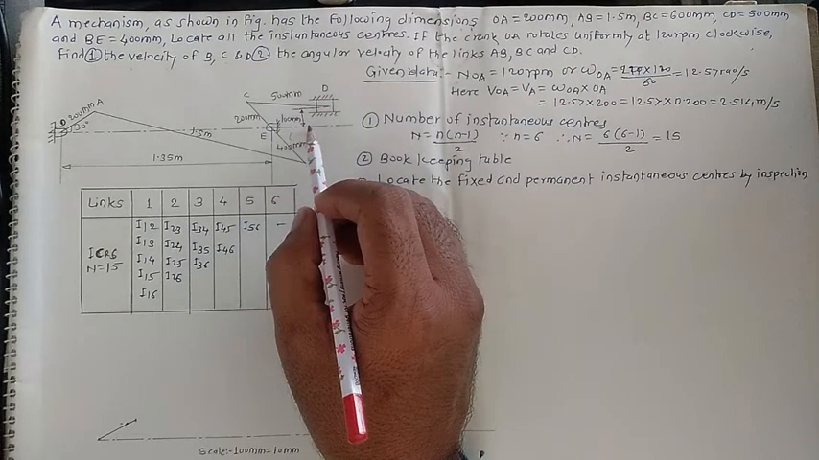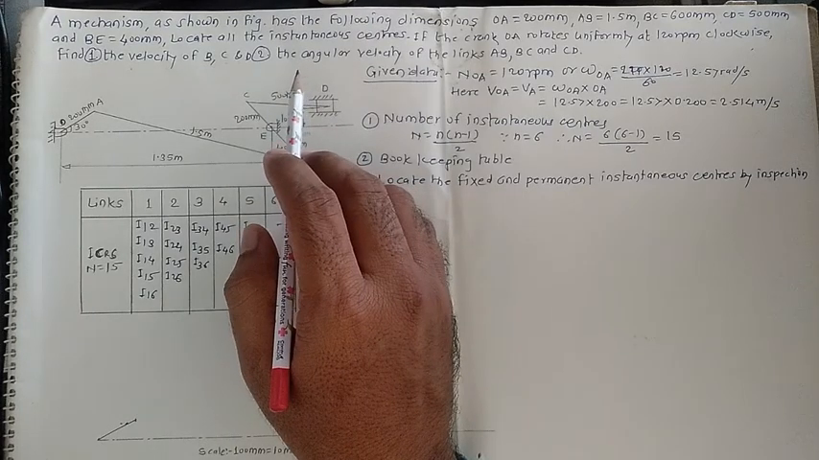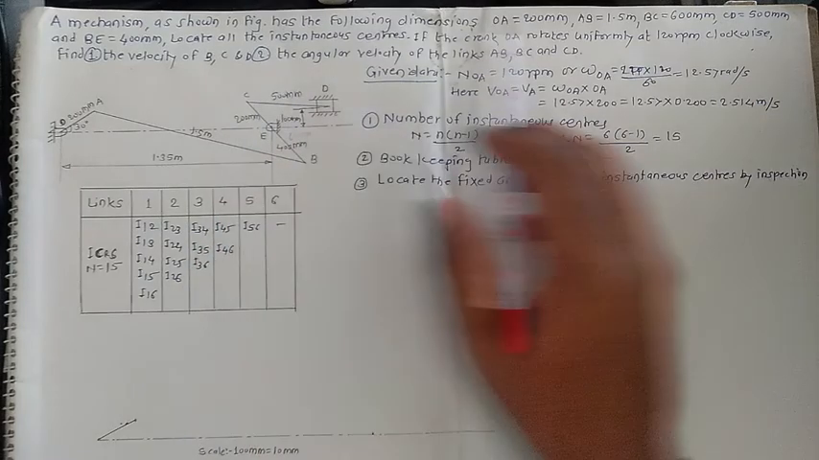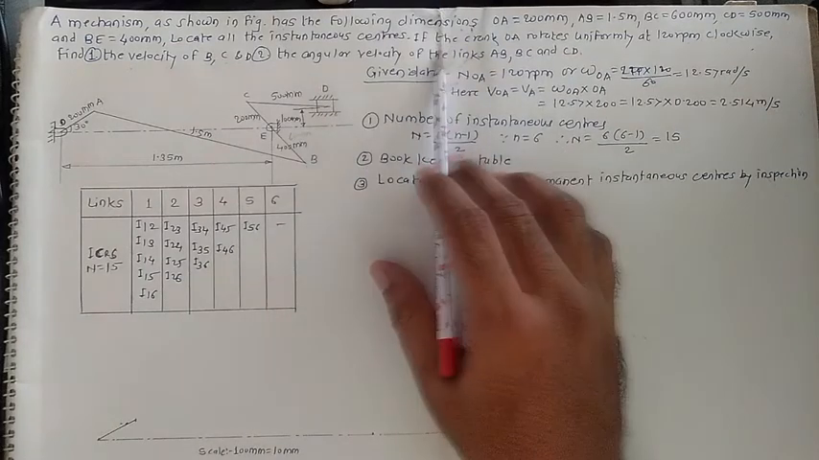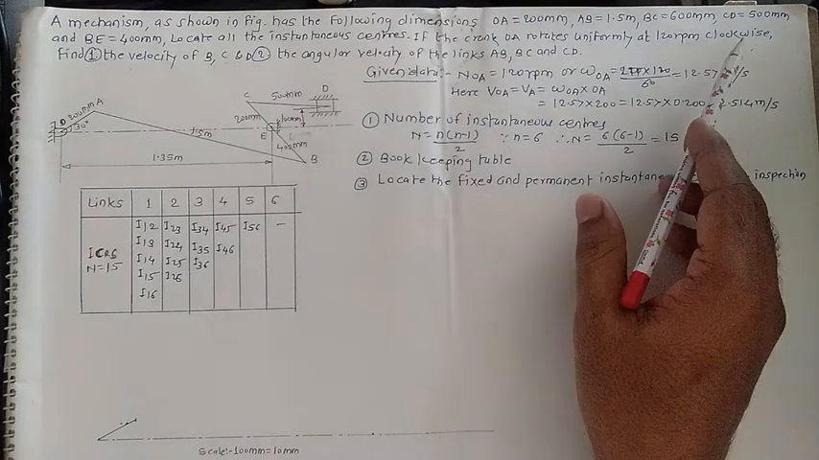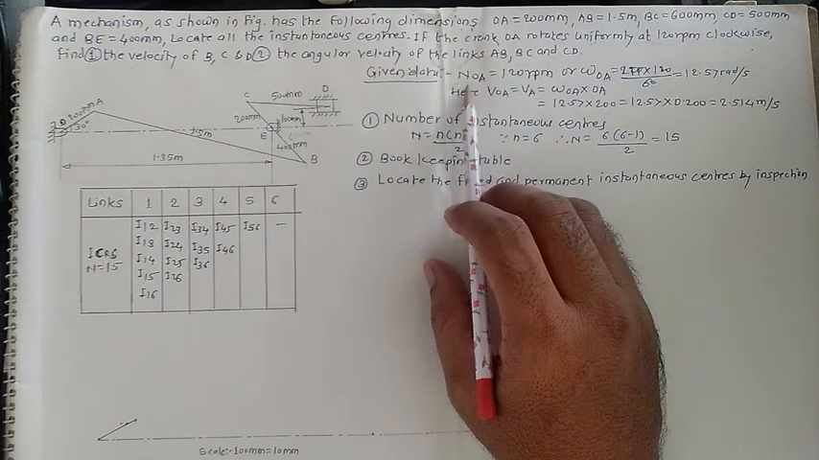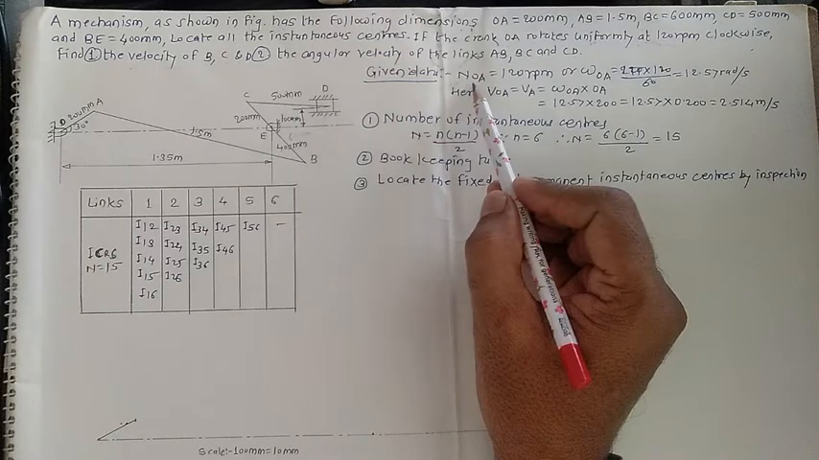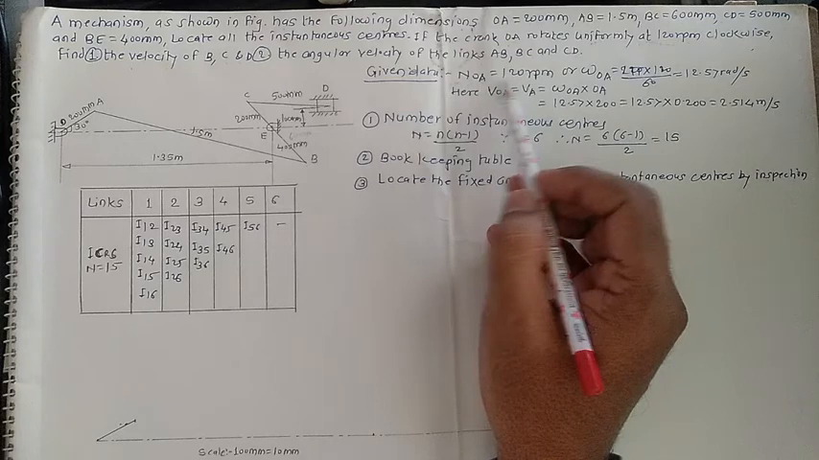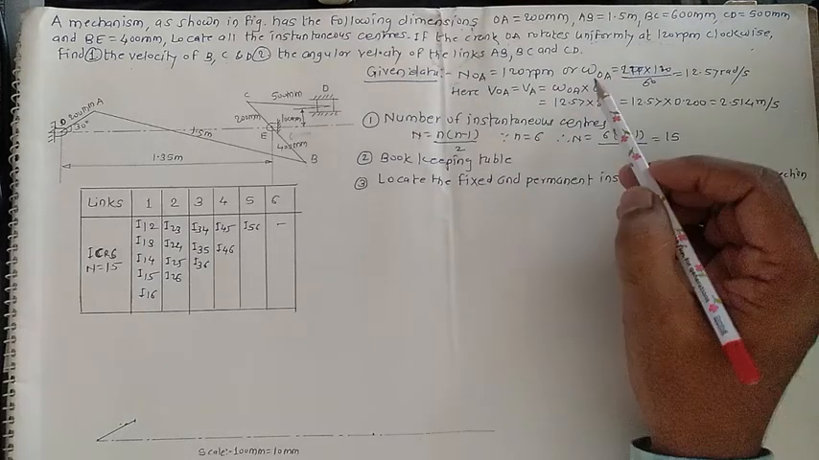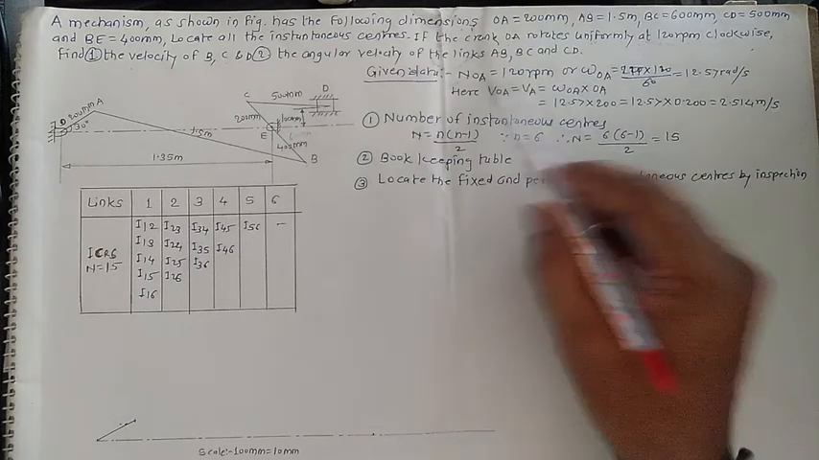First of all, write down the given data from this problem. The various dimensions are given for the various links. Apart from this, the crank OA rotates uniformly at 120 rpm clockwise, so we can write it here, N OA. This is nothing but the revolutions per minute for that link OA. So with 120 rpm, we get the angular velocity of the same link in terms of radian per second.